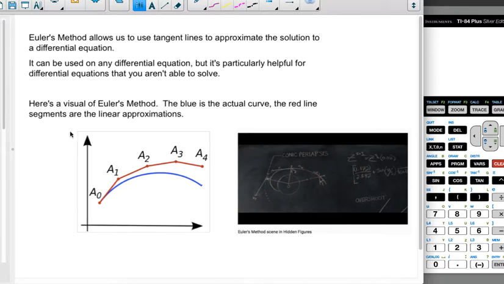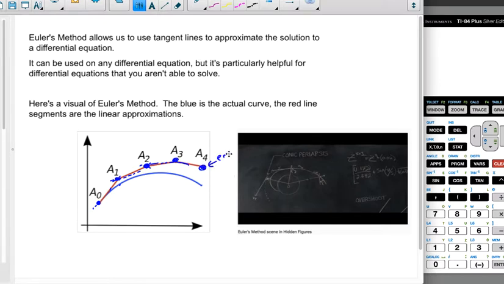So here's sort of a visual of Euler's method. The blue is the actual curve, and the red are sort of tangent line segments that are used to approximate the curve. So basically what happens is we start at a point on the curve, we find the tangent line approximation, and we follow it to a certain distance. At that new point, we find the next tangent line approximation that would match the curve, and we follow that to another new point. At the new point, we find a tangent line approximation that would match the curve, follow it to a new point, and we keep repeating that until we get to our approximate answer.